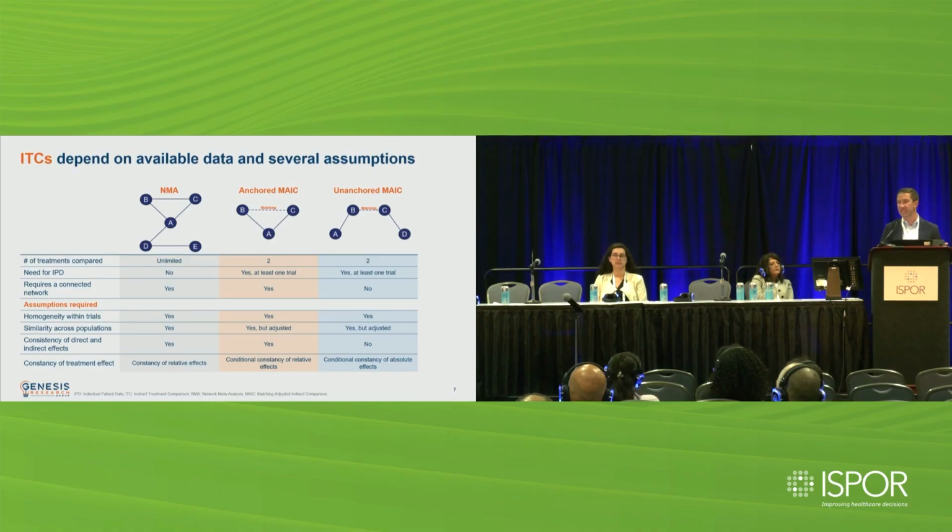Lastly, the constancy of a treatment effect refers to that same treatment effect should be constant across all the trials that are under study. In the anchored and unanchored versions, these are called conditional constancy of relative effects and conditional constancy of absolute effects, because we're conducting adjustment that basically allows us to say we meet that condition.